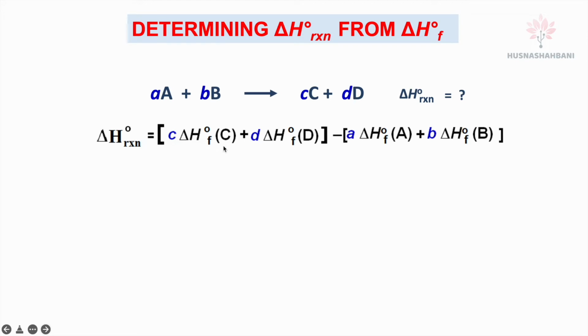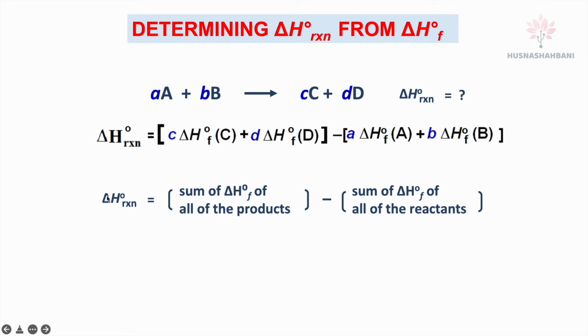So the delta H reaction equals, this small letter c is the stoichiometry of the equation, and it times the delta H naught formation of C plus the delta H formation of D minus the reactant delta H formation, and it must be multiplied by the stoichiometry for each. So we can conclude that delta H reaction, the standard enthalpy reaction, equals the sum of delta H naught formation of all products minus the sum of delta H naught formation of all of the reactants. So total of all products minus total of reactants enthalpy change formation, and you will get enthalpy change reaction.